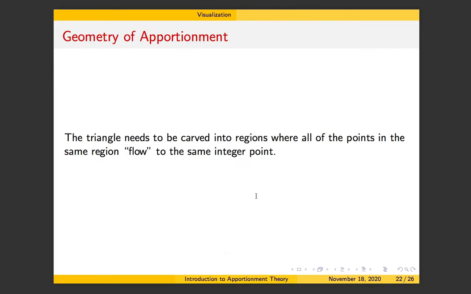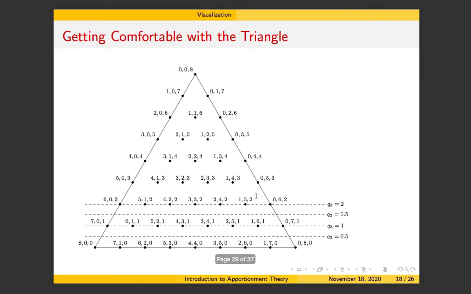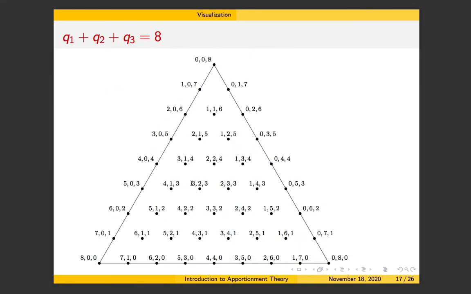Okay, finally, that triangle needs to be carved into regions where all of the points in the same region flow to the same integer point. So again, way back up here, 3, 2, 3. That's a possible apportionment. There will be some quota points that go there.